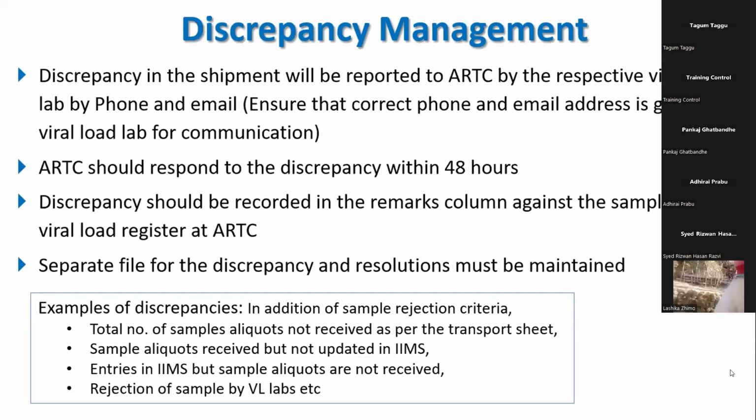Here we have given some examples of the reasons why rejection discrepancies can happen. Let's say the total number of samples allocated is not received as per the transportation sheet. You have mentioned in your transportation sheet that 50 samples have been drawn, but the viral load lab has received only 45. Five of the samples are missing. So this could be one of the discrepancies. And then, sample aliquot received but not updated in IIMS, that is SOCH. That is what I was emphasizing. The SOCH entries have to happen on the same day or immediately the next day, because SOCH does not give you a trace back time of more than 2 days.